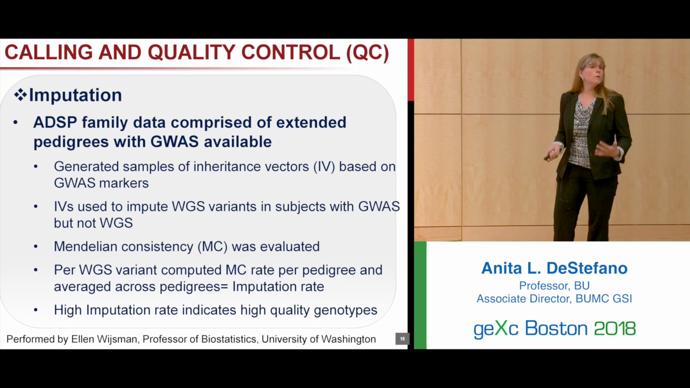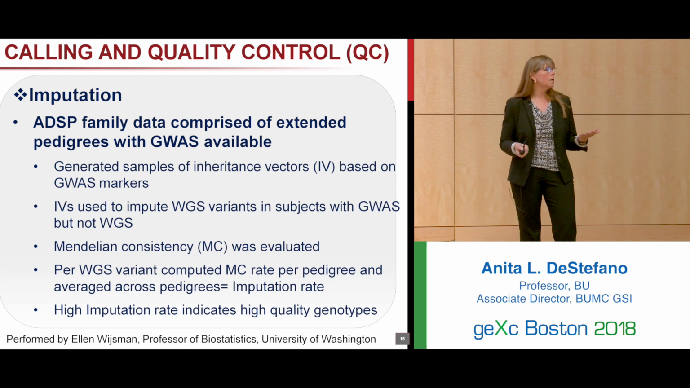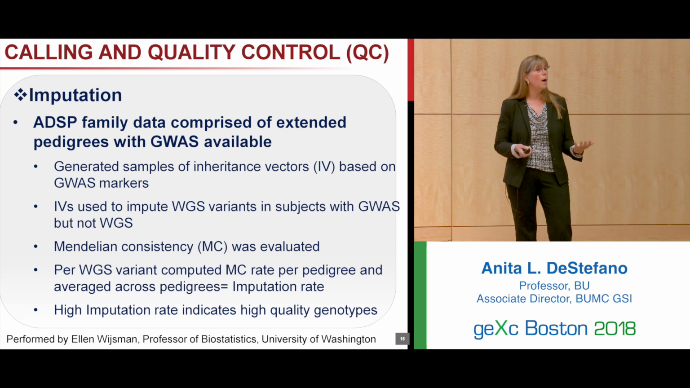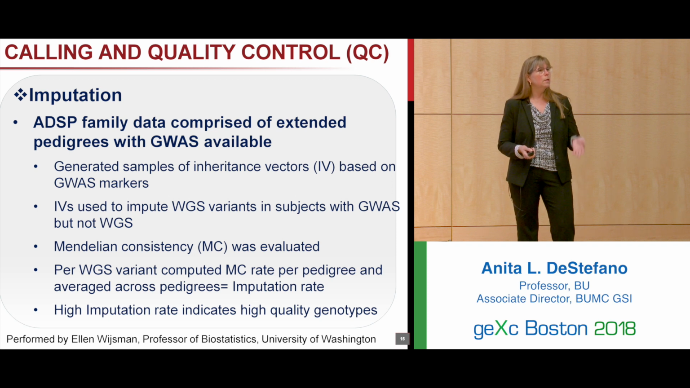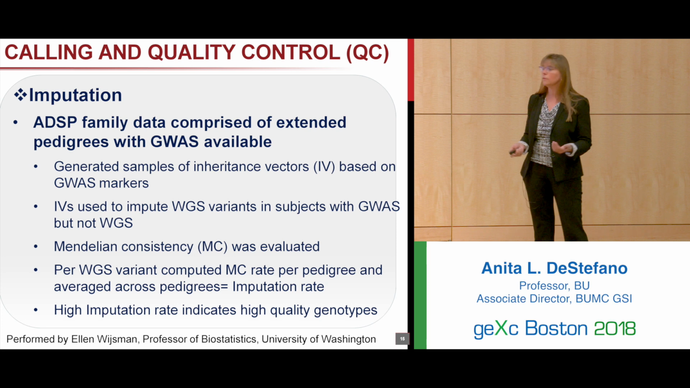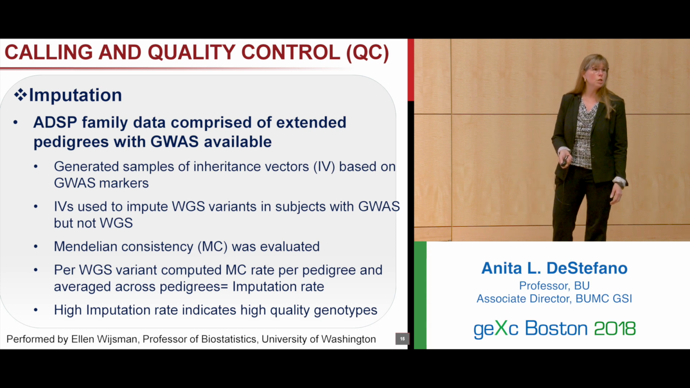So one of the things that we were interested in is how helpful it is to go through this process of two callers. There are a number of different things that you can look at, but we had family data, and so we wanted to take advantage of that. We did some straightforward Mendelian consistency checks, but we were also able to do a more sophisticated look at this, and this is work that was done by Ellen Wijsman at the University of Washington.